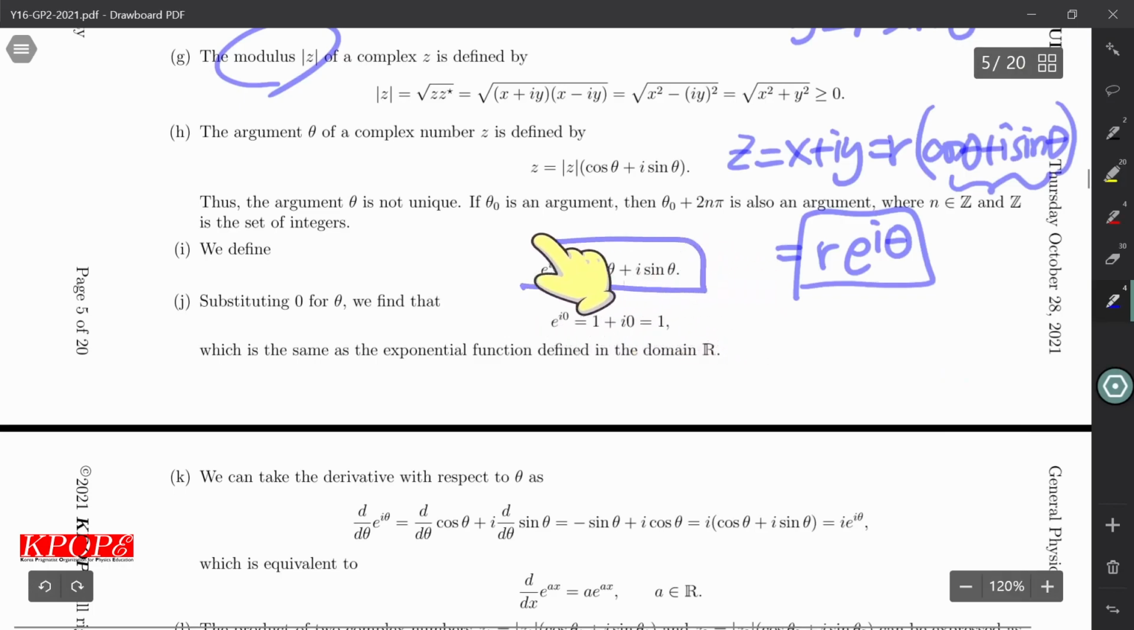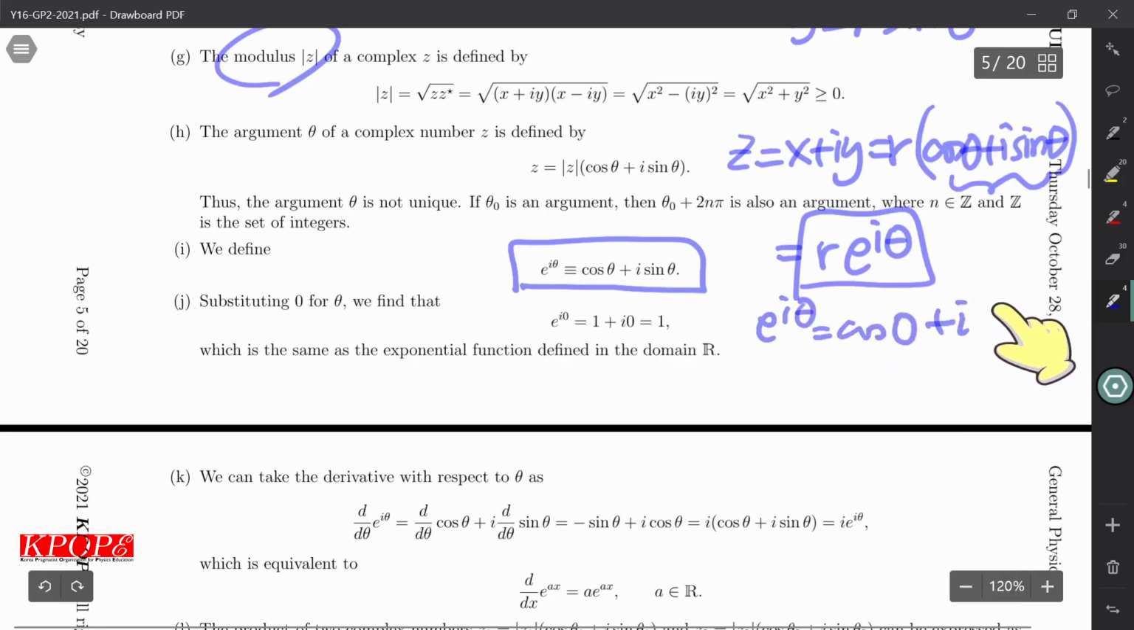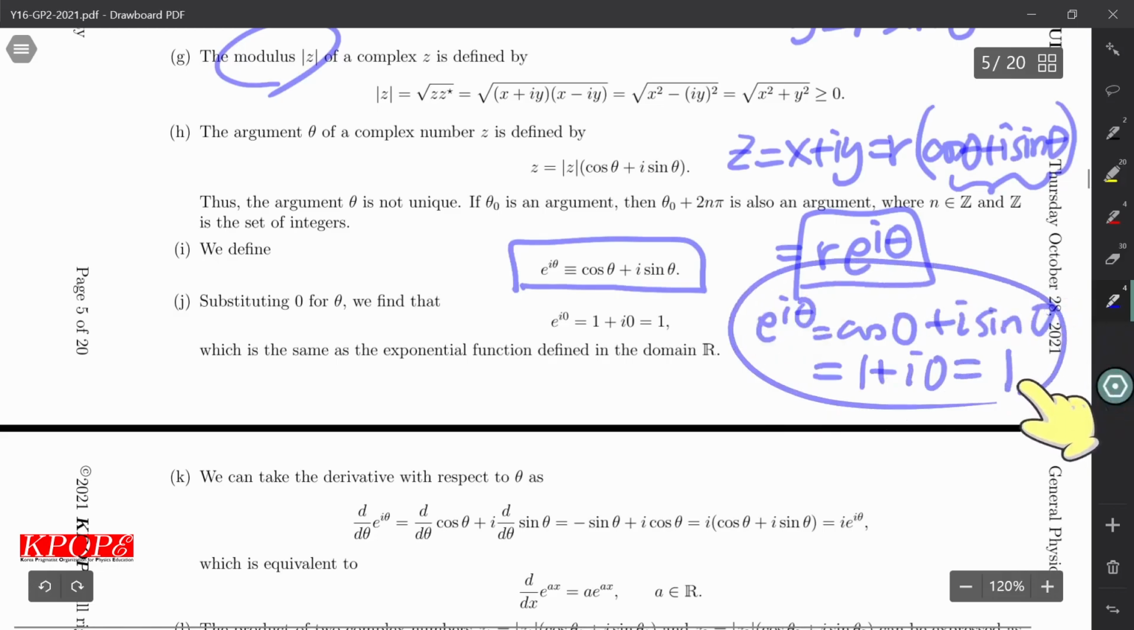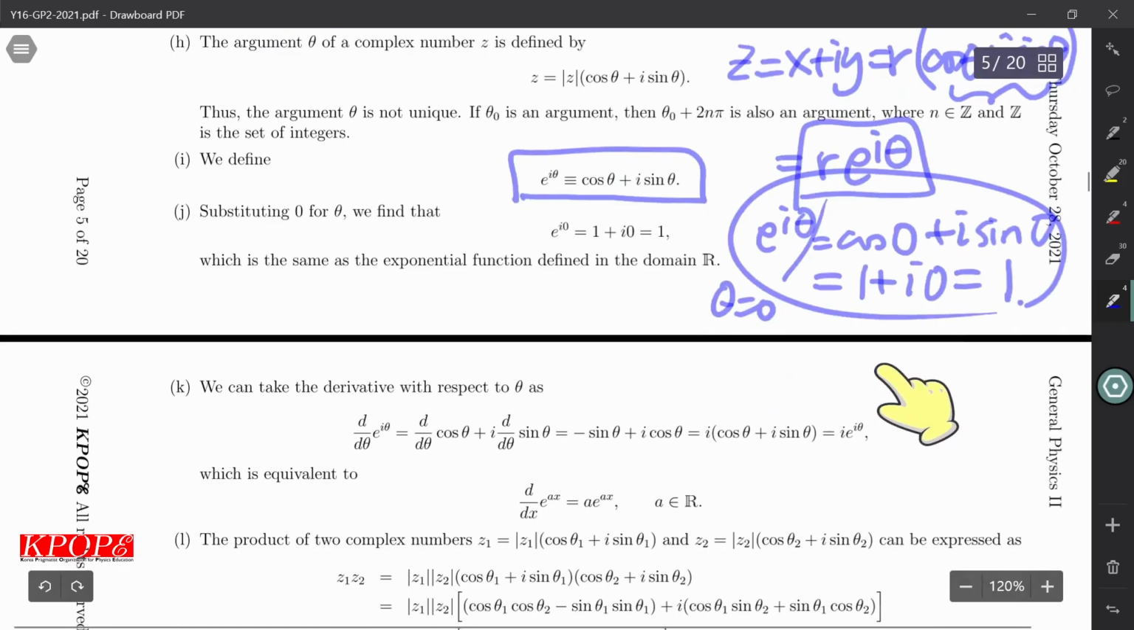If we substitute theta equals 0, then we have e to the i theta equals cosine 0 plus i sine 0. That is 1 plus i times 0, that is 1, when theta equals 0. If I take the derivative, cosine's derivative is minus sine, and sine's derivative is cosine.